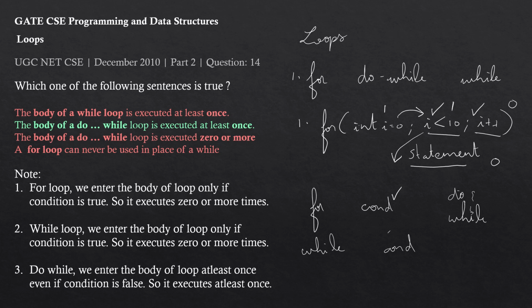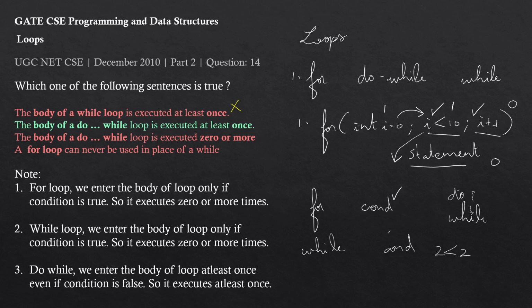Okay, let's look at the question now. We have 4 statements. The body of a while loop is executed at least once. So we saw in the explanation, right? The statement only runs depending on the condition that we have. So suppose the condition is 2 less than 2, does the while loop run? No. So is the body of a while loop executed at least once? No, it's false.